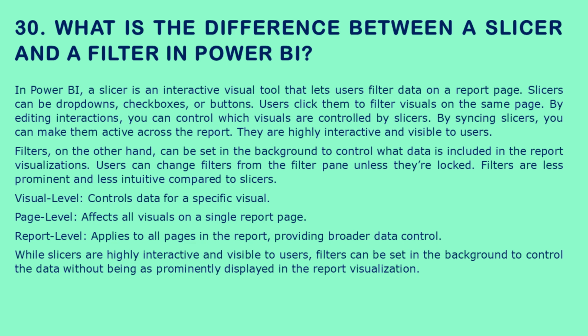Filters, on the other hand, can be set in the background to control what data is included in the report visualizations. Users can change filters from the filter pane unless they're locked. Filters are less prominent and less intuitive compared to slicers. Visual level controls data for a specific visual. Page level affects all visuals on a single report page. Report level applies to all pages in the report, providing broader data control. While slicers are highly interactive and visible to users, filters can be set in the background to control the data without being as prominently displayed in the report visualization.